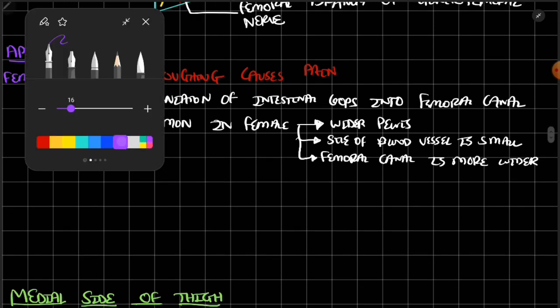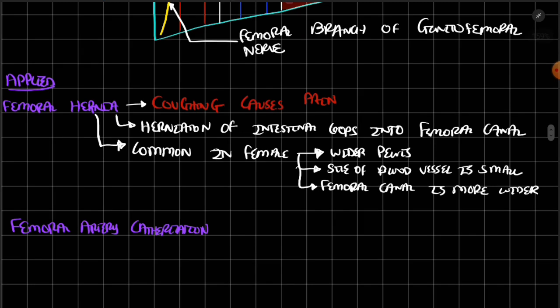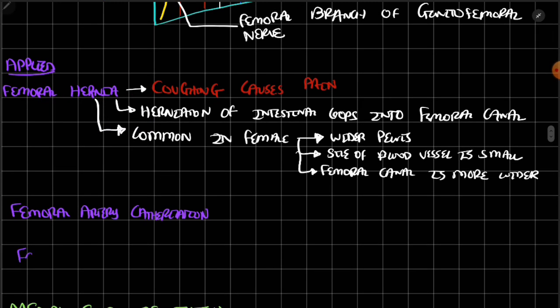One more applied: femoral artery catheterization. A catheter is passed through the femoral artery, and it can be used as a graft artery, or in angioplasty surgeries. So the catheter is pushed. One last applied: femoral artery pulsations.